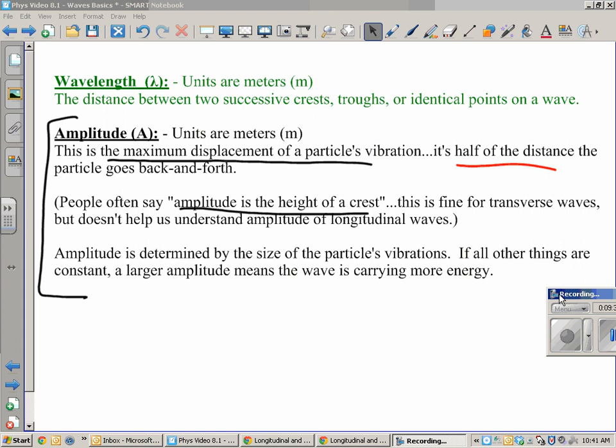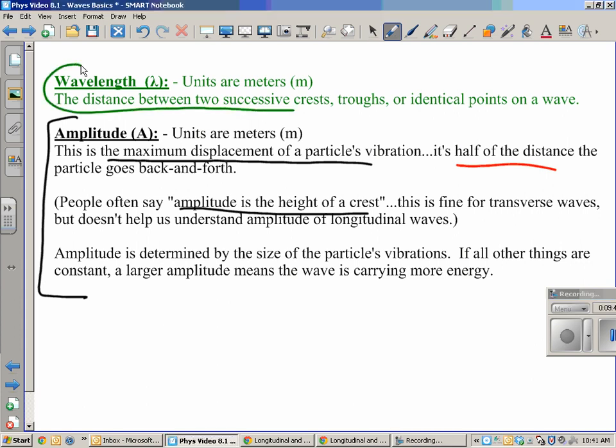If all of the things are constant, a larger amplitude just means that the wave is carrying more energy, which makes sense. If you're standing at the beach and you get hit by a bigger wave, it has a bigger chance of knocking you down because it has more energy, right? Okay. And then the next thing that you need to know about is what's called wavelength.